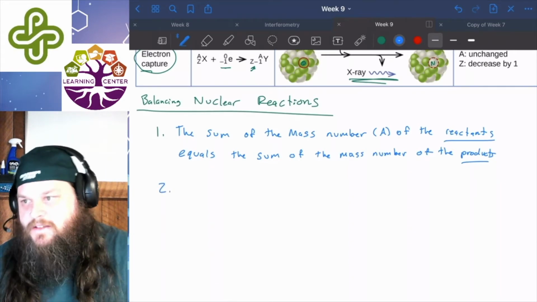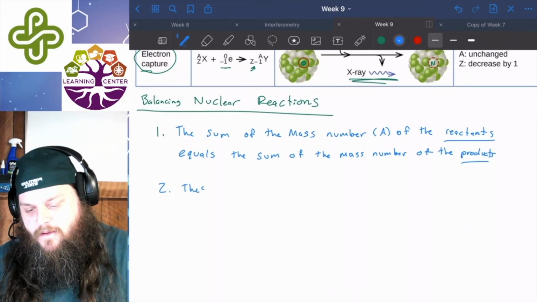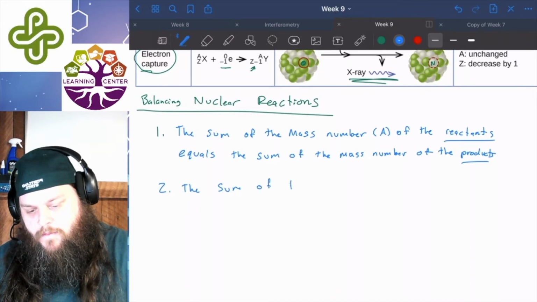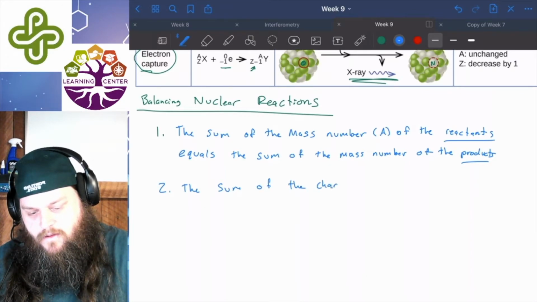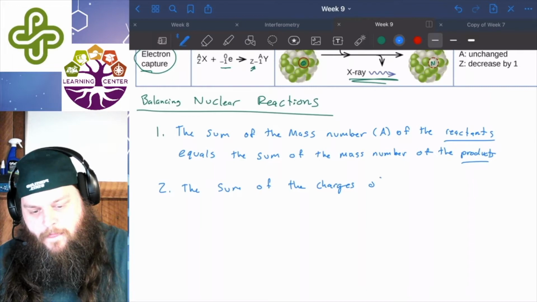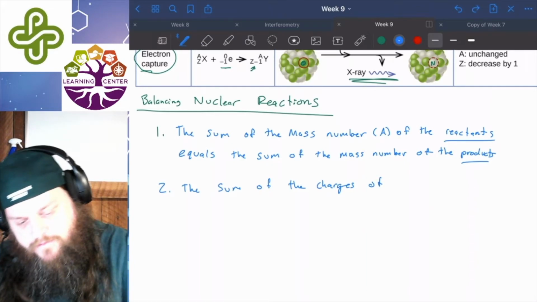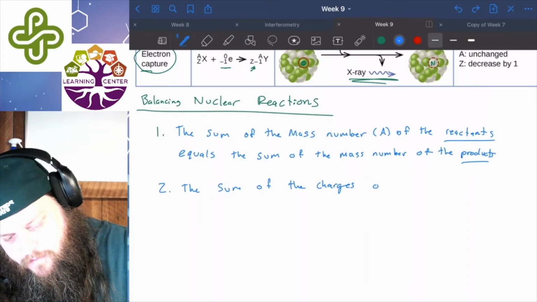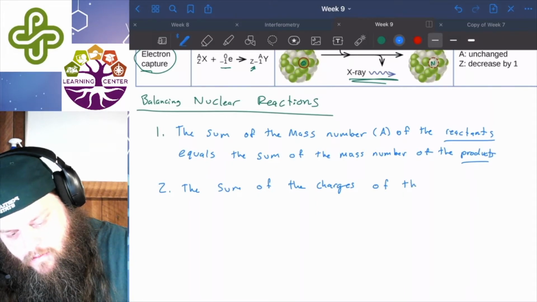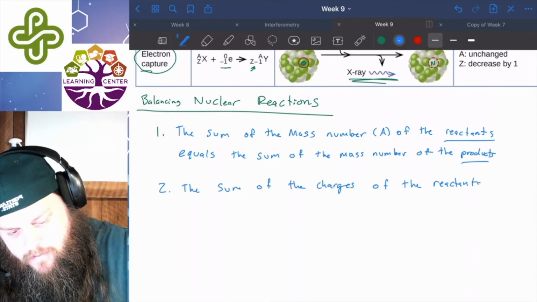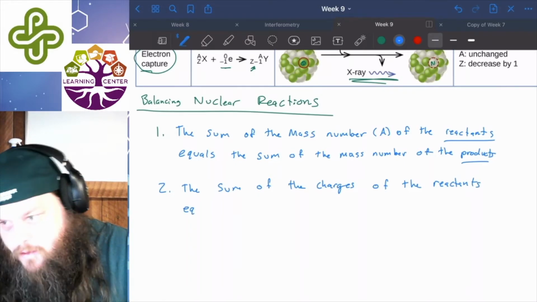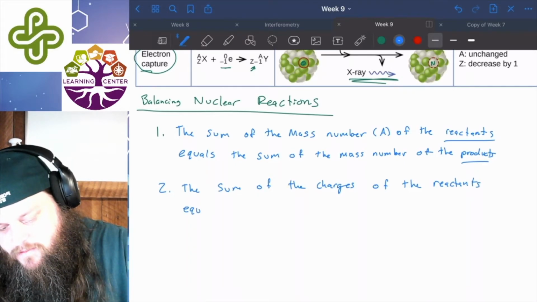The second step is that the sum of the charges of the reactants equals the sum of the charges of the products.